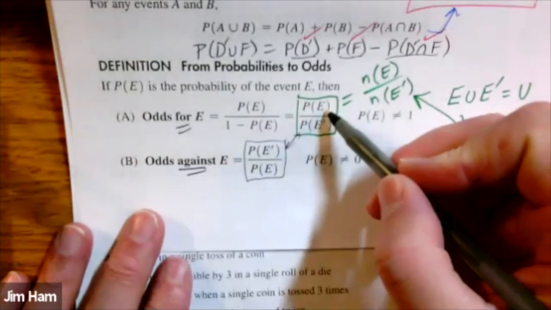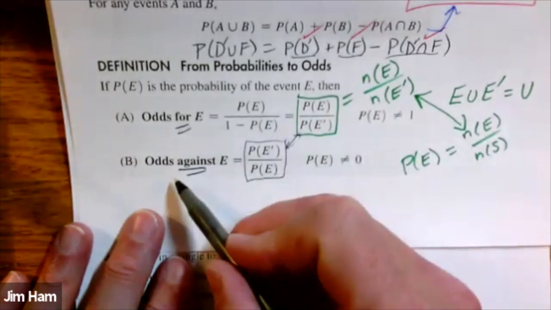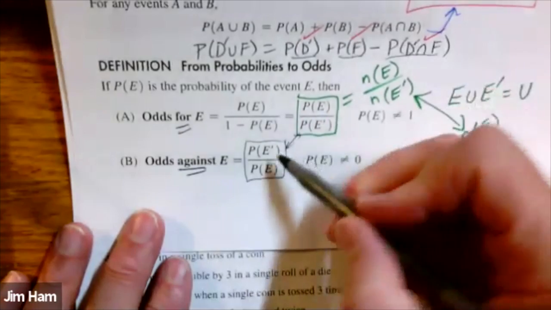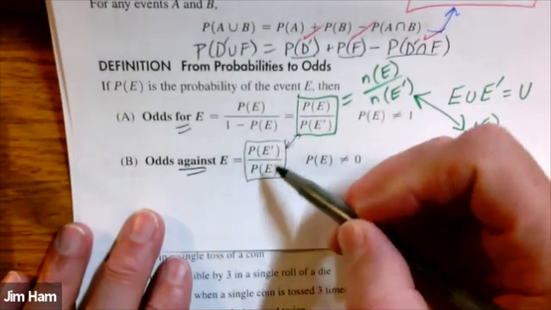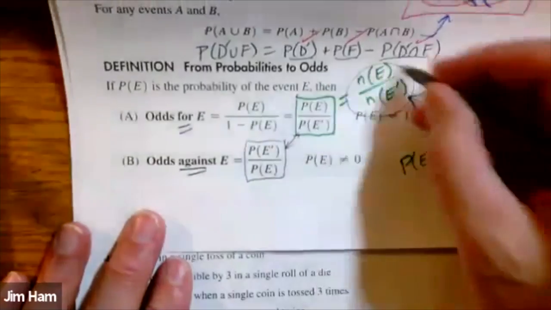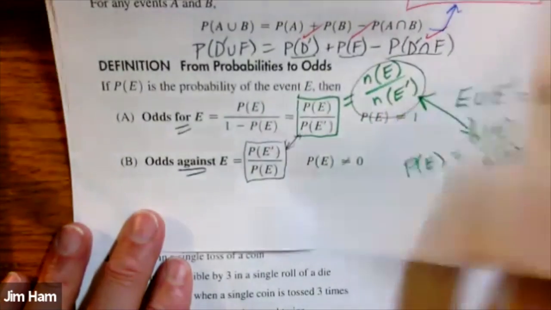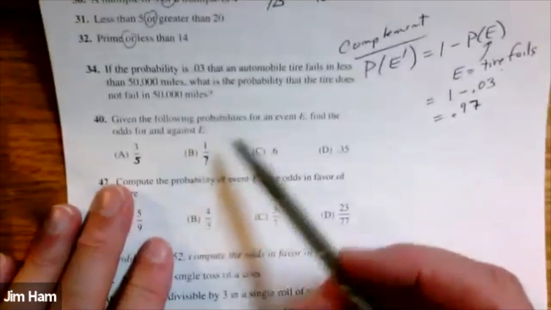The odds for E would be the probability of E over the probability of E complement, and the odds against E would just flip those two, the probability of E complement over the probability of E. So this is what we're going to use. More specifically, I might use this version of it, the number in E divided by the number in E complement. All right, here's how some of these problems will come out.